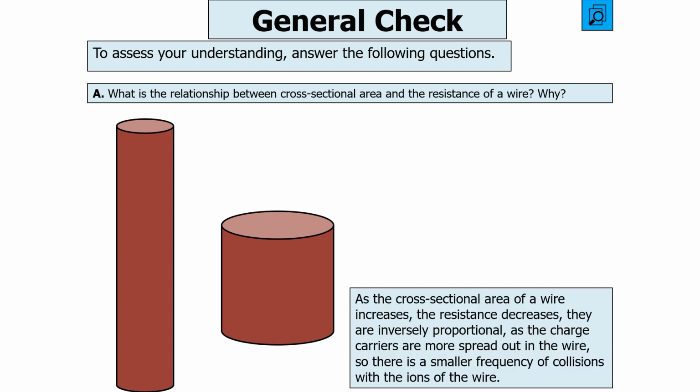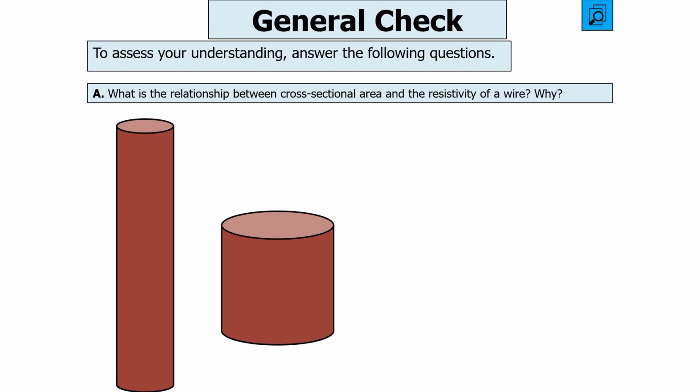Now, as the cross-sectional area of a wire increases, the resistance decreases. They are inversely proportional, as the charge carriers are more spread out in the wire, so there is a smaller frequency of collisions with the ions of the wire. Now, what is the relationship between cross-sectional area and the resistivity of a wire, and why?